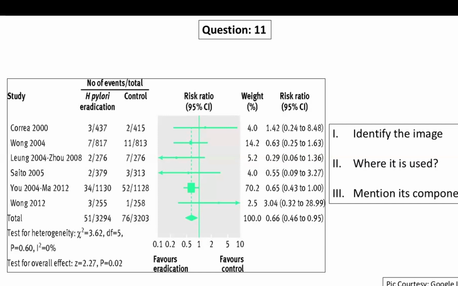Overall estimate of the studies, and there is one vertical line, which is the line of no effect. Okay. Then at the bottom of the graph there is a heterogeneity statistic test. Okay. And what does the width of the diamond represent? The width of the diamond is the confidence interval of the pooled effect. Okay. Very good.